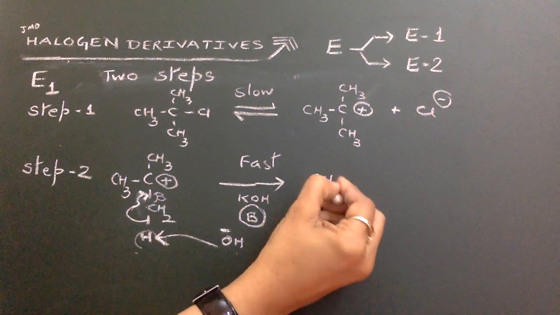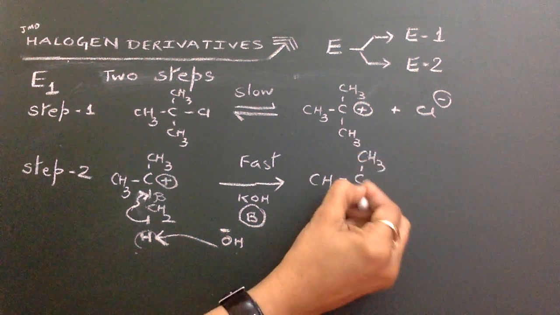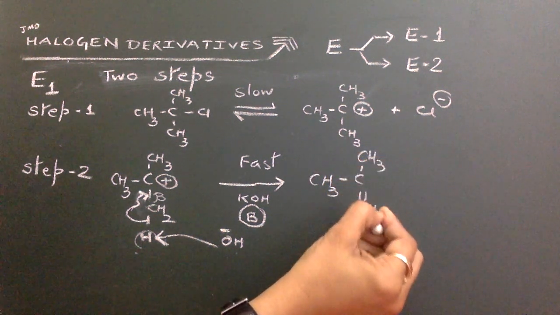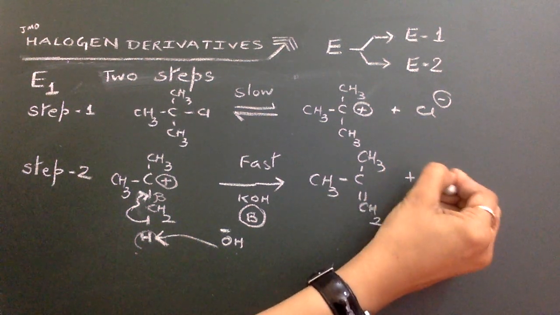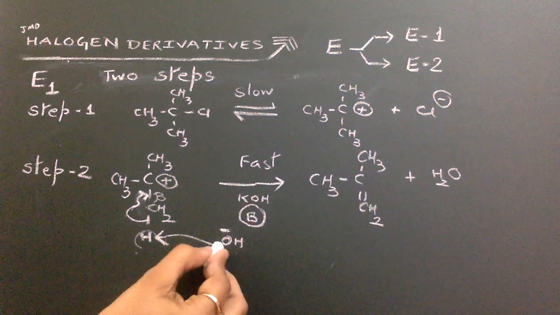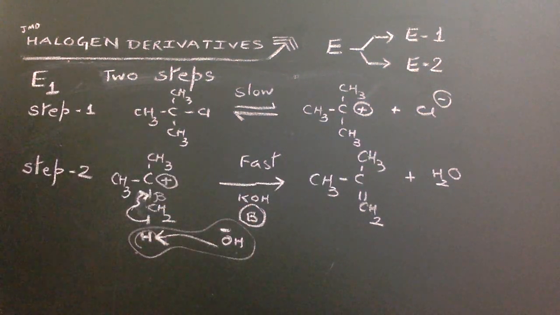So the alkene 2-methyl propene or isobutylene is obtained. And here I am writing the molecule of water, which is removed. This is that molecule of water which is gone. So these are the 2 steps in E1. I hope it is clear to you.